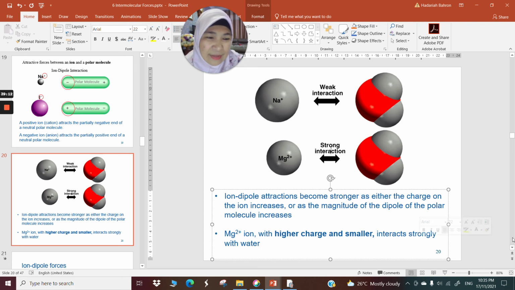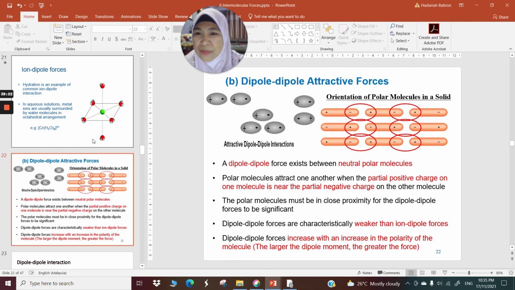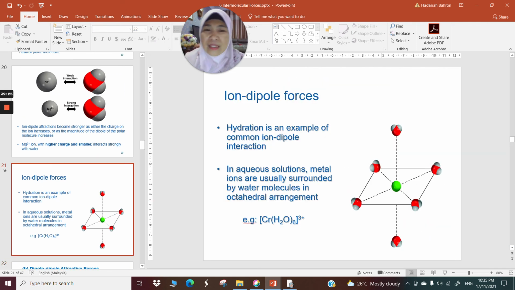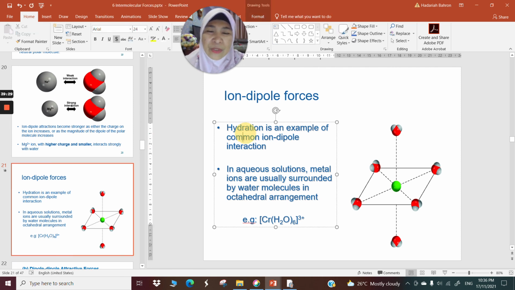There is a difference in the magnitude of interaction of sodium with water compared to magnesium with water, right? And ion-dipole forces is where you have hydration. Hydration is an example of common ion-dipole interaction.